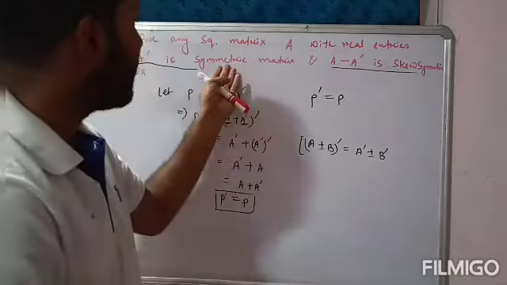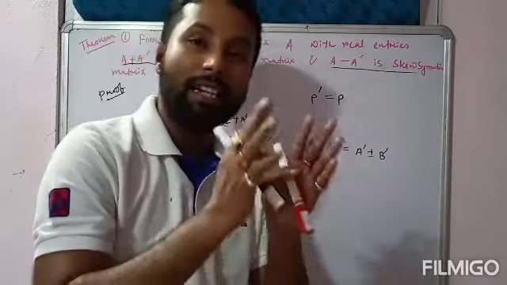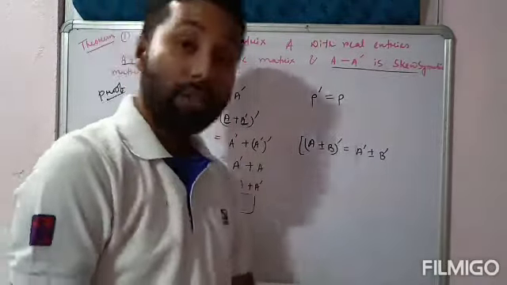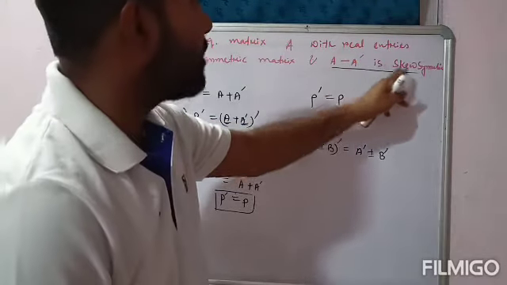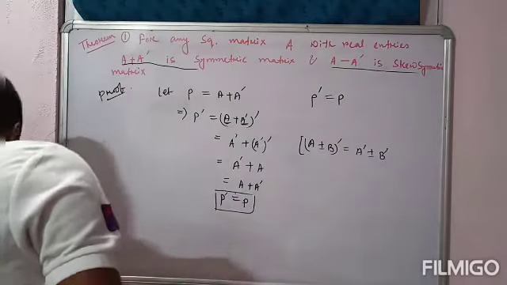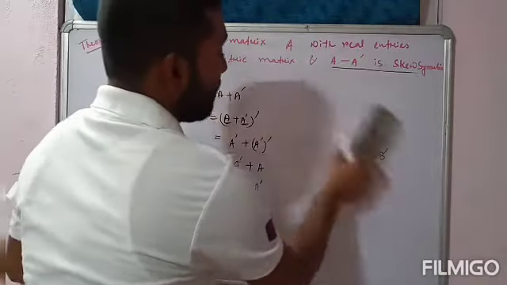Okay, this is what we had to prove. It is a symmetric matrix and the condition of symmetric matrix is P transpose equal to P. Now the second part: you have to show that A minus A transpose is skew symmetric. A minus A transpose is skew symmetric.